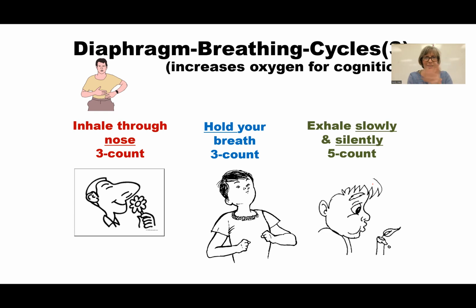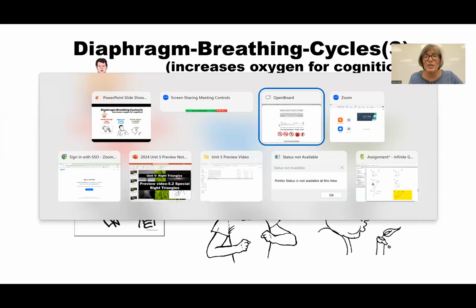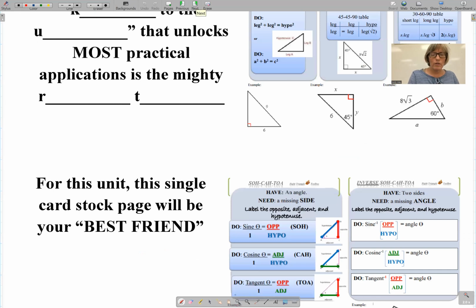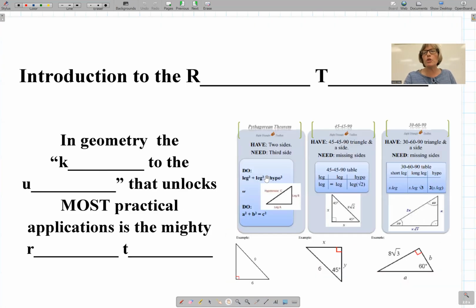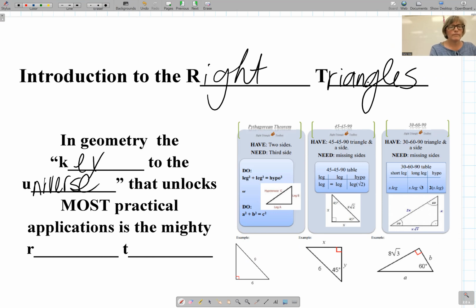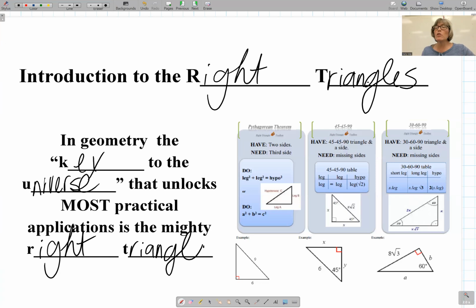All right, students, let's do this. We're going to be learning about something called special right triangles, but let me just give you a heads up. Right triangles in general are the most important shape you will study in geometry. So right triangles are what I will call the key to the universe in geometry.